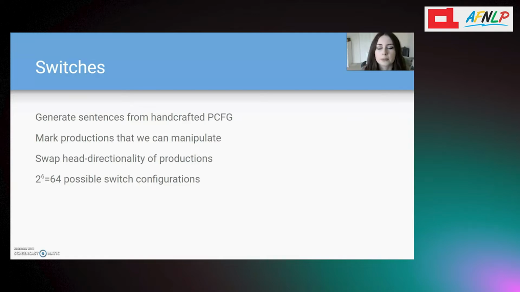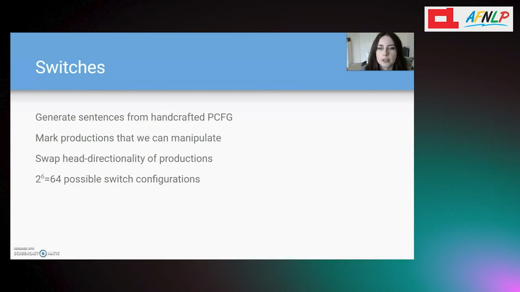And so we call each of these marked productions a switch, so we can toggle it to be one way or the other. A switch value of 0 means that the head final ordering is what we're using, and a value of 1 indicates that it's the head initial ordering. So there were 6 of these switches, 6 swappable productions, which means that there were 64 possible ways to configure these switches, since they were binary switches.